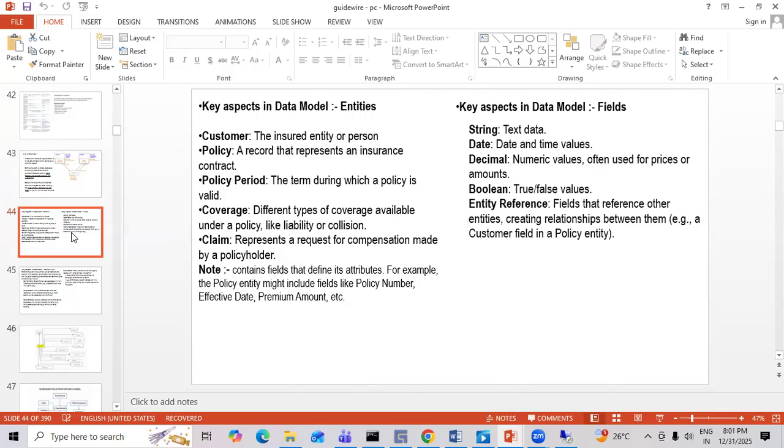Whatever the policy record that we have created for a particular customer, the record of the policy can also be called an entity. Next, policy period. Policy period means either it can be a year or it can be quarterly. It depends on the term payment the customer has paid, because some policies have quarterly premium, some have half yearly premium, some will have annual premium.